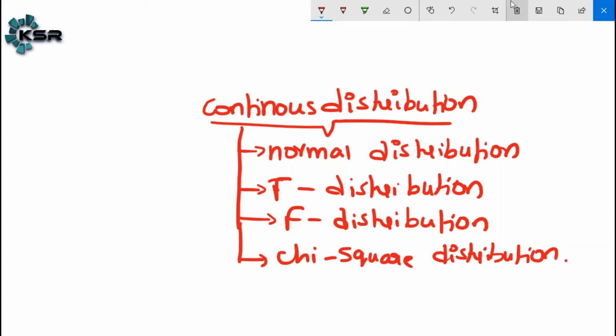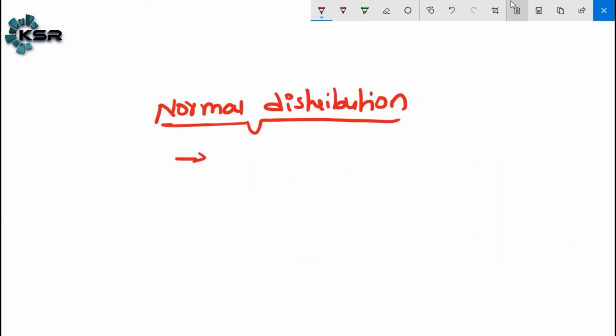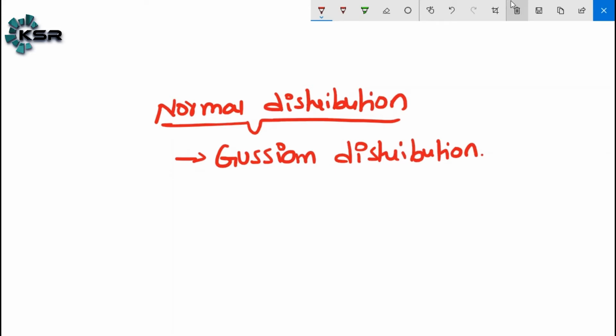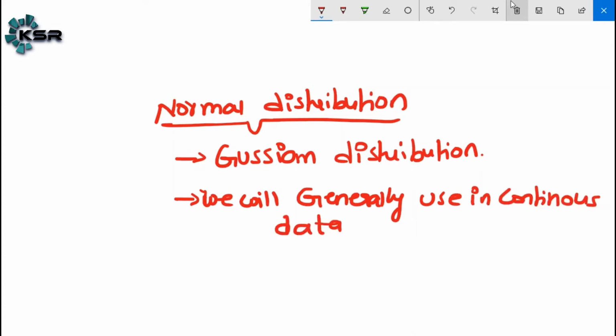Okay, normal distribution. Another name for normal distribution is the Gaussian distribution. We generally use it with continuous data. If you want to understand the normal distribution, first we need to understand some properties. How do you say whether particular data is normally distributed or not?